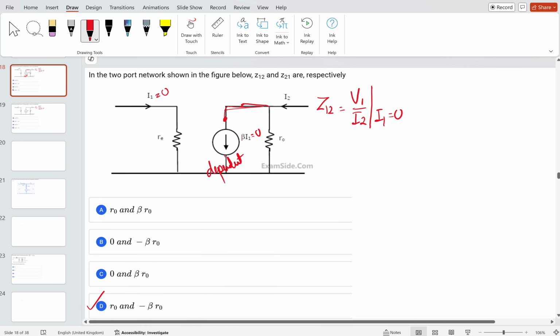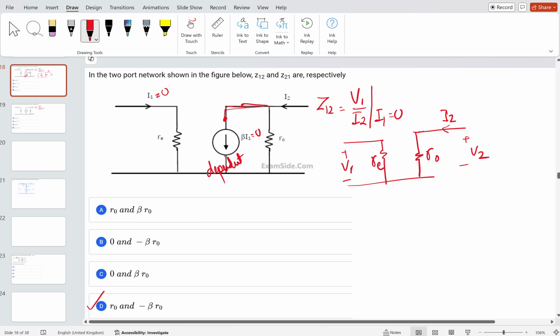There will be no current flowing. So how will the equivalent circuit look? It will look something like this, and this will be open circuited. Here it is R0, here it is I2, this is V2, and this is V1.